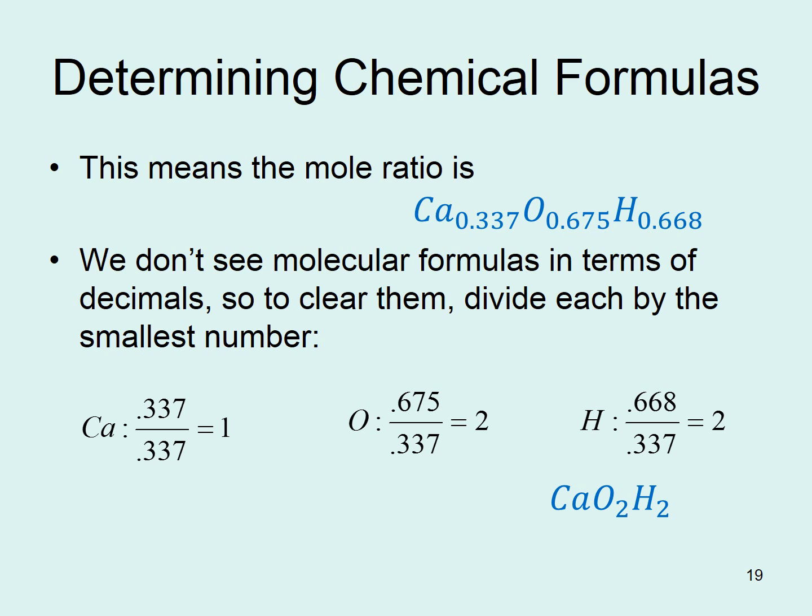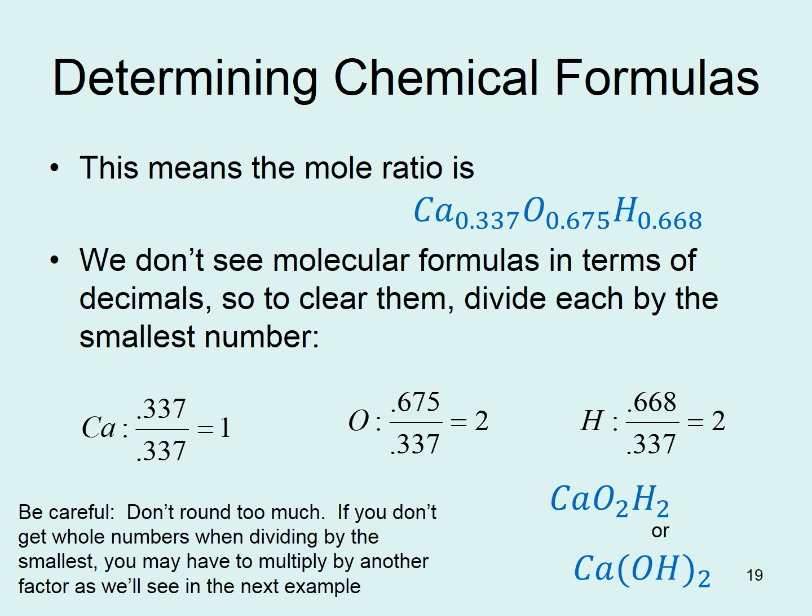So in fact, this ratio is CaO2H2, Ca1O2H2. So it had the mass ratio, and now we have the mole ratio. This is actually Ca(OH)2 in parentheses that is the actual molecule, but the first answer is perfectly fine. So again, what I was saying, don't round too much. If you don't get whole numbers when dividing, you may have to multiply by a factor, and I'm going to show you an example of that right now.